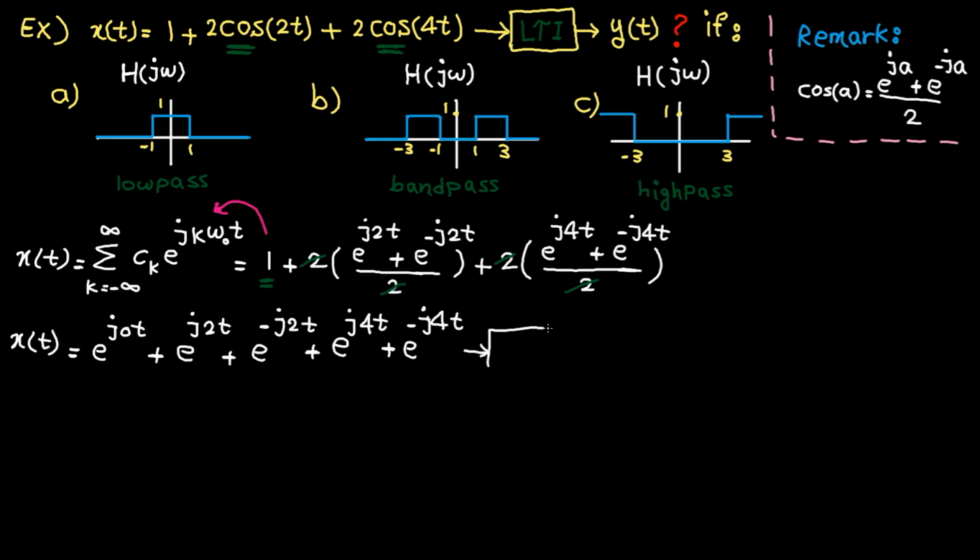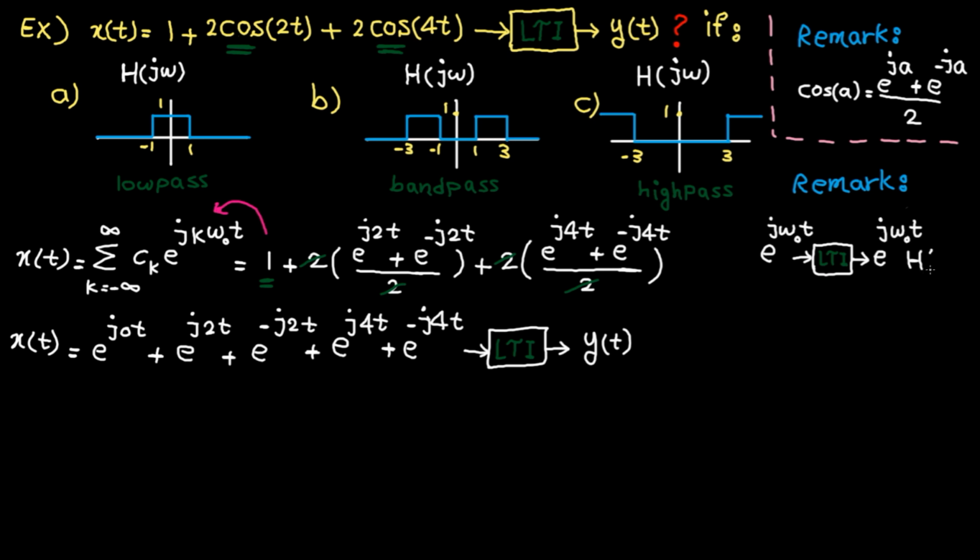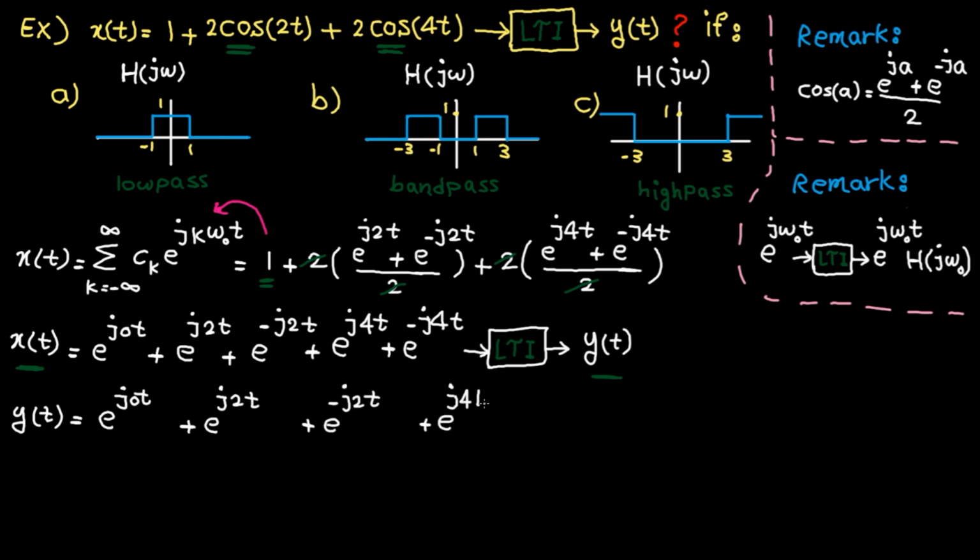Now the question is, if we apply these signals to the LTI system, what is the output? As we learned, when a complex exponential function with the frequency of omega naught goes through an LTI system, the output is the same, just multiplied by the frequency response at that frequency. So, if this is the input, the output is the same, just we need to multiply each complex function by the frequency response at that specific frequency. Here we go.